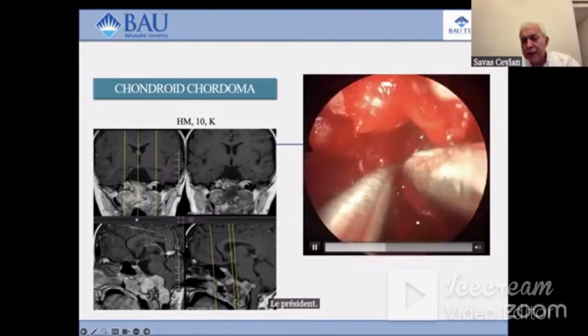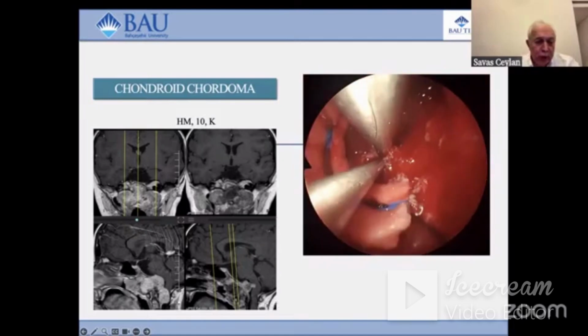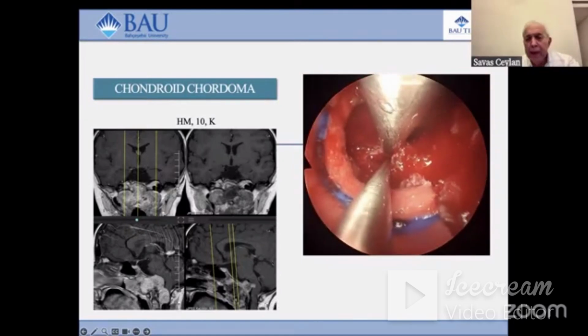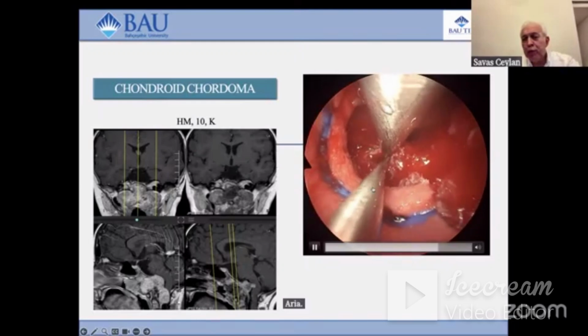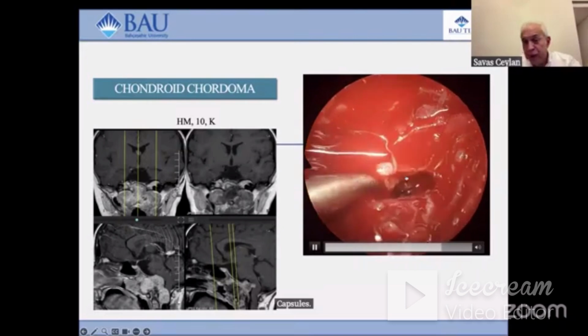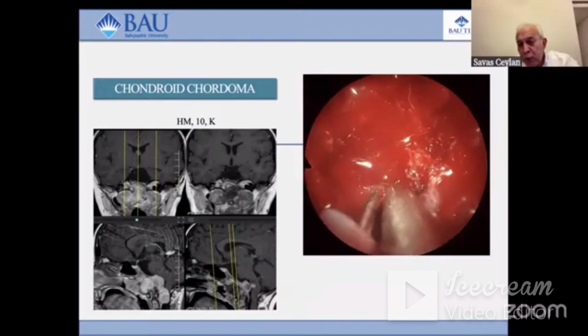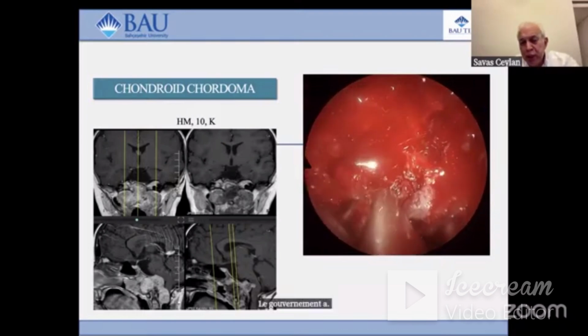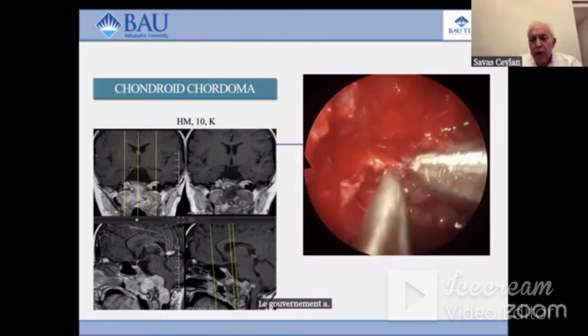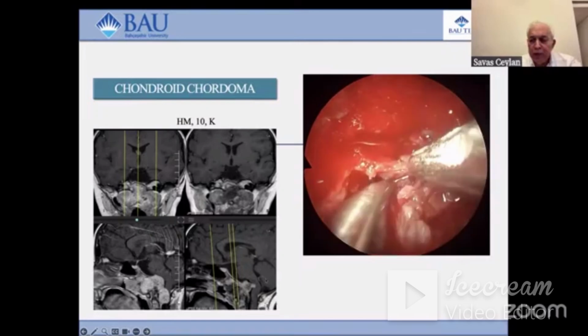And then in the last period, we reached the retroodontoid area, and the tumor capsule was opened. In this retroodontoid region, we went as deep as we could. We reached the deepest point of the tumor, and this retroodontoid tumor was removed.